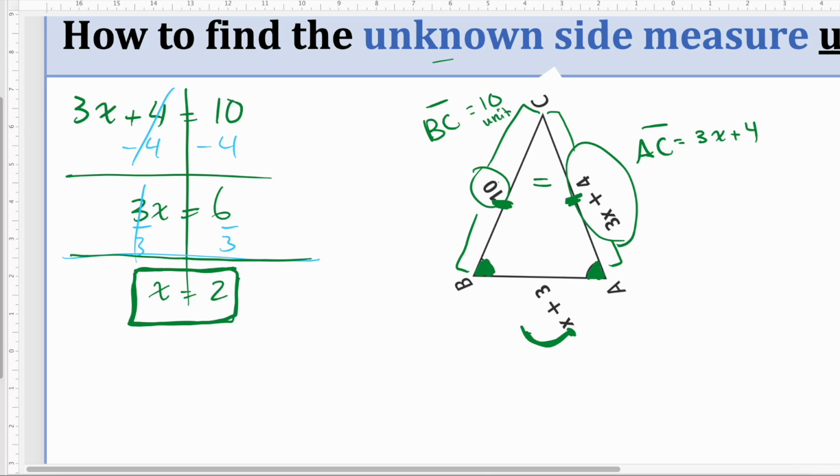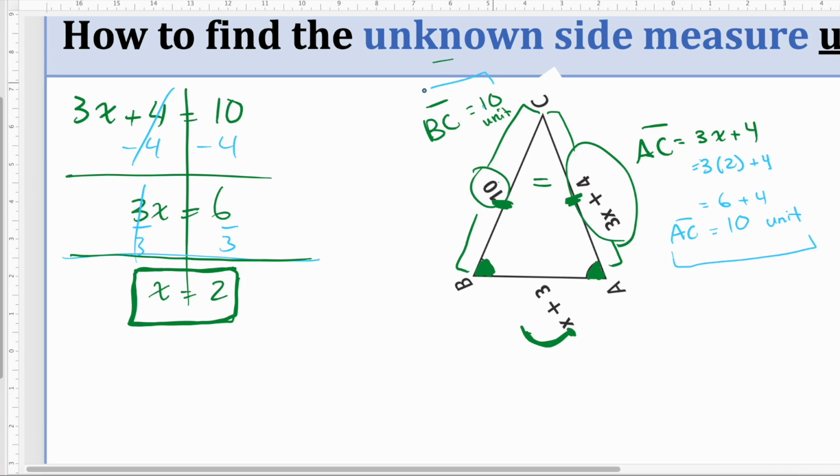How can I find it? Now, x is 2. That does not mean the side is equal to 2. You have to substitute: 3 times 2 plus 4, which equals 6 plus 4, which is 10. And it should be 10 because the other equal side is 10. They should be equal. Okay? So I found the two sides.